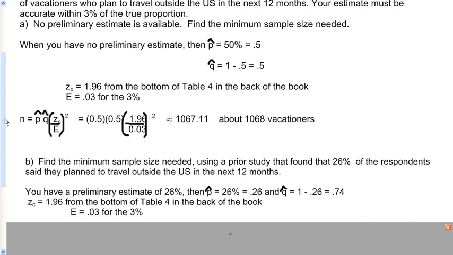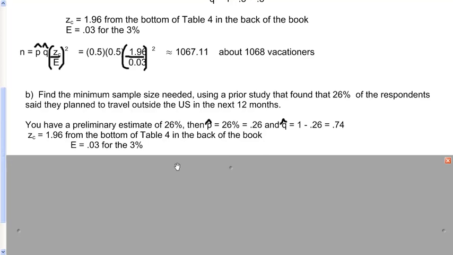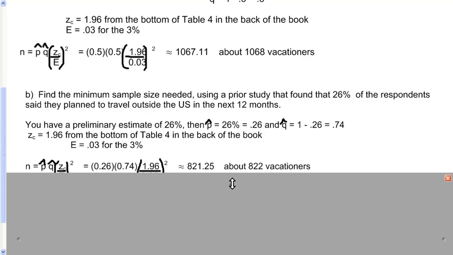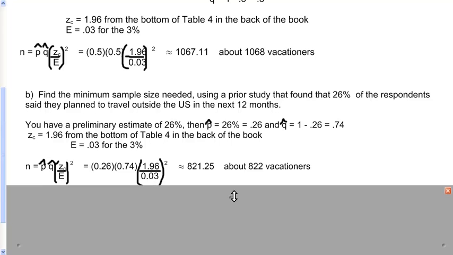95% is going to be 1.96. I want at least a 3% estimate to get a true proportion, and so I substitute those numbers in, and this time I get about 822 vacationers. And that's quite a difference, because if I was trying to save money and save time, I'm talking to 200 less people than I am there.